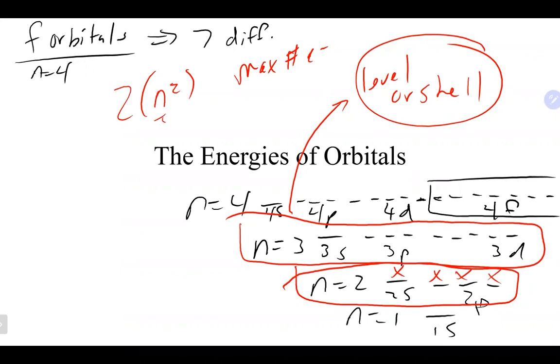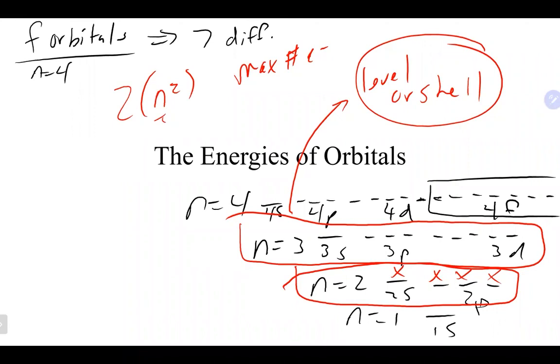So you want to do the squaring part first and then multiply by 2, and that will give you how many electrons. So if I was on the 6th energy level, how many electrons could I put in there? 6 squared is 36, times 2 is 72. 72 electrons, yeah, I can put in there. Any questions on that?